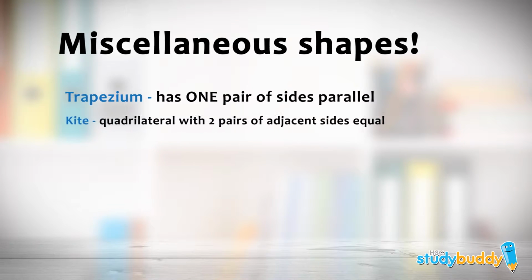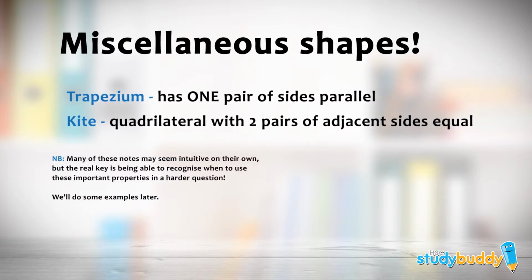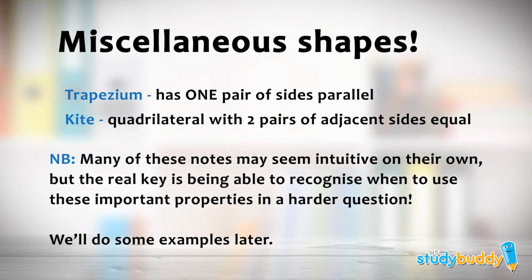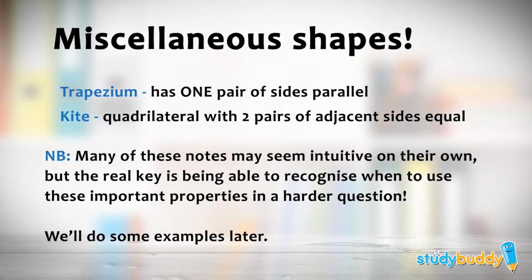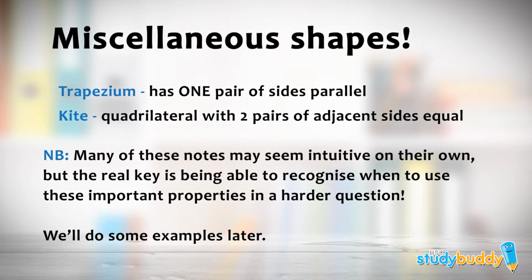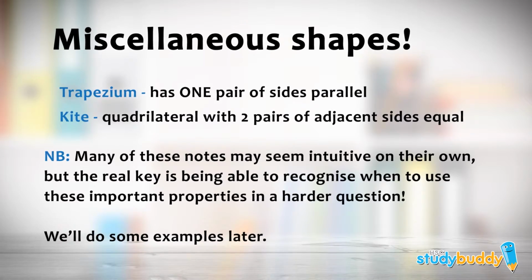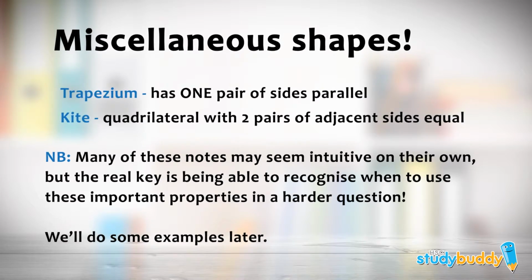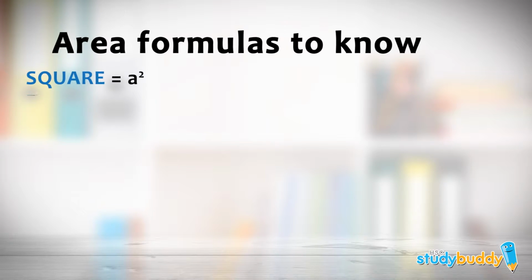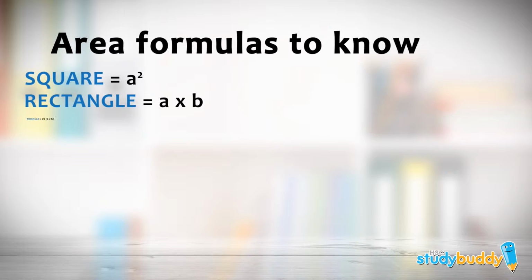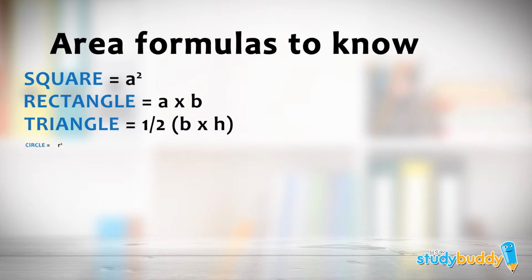Now again, many of these previous notes may have seemed quite obvious or basic compared to some of the topics you're doing now, but like I've said many times already, we really need to be quick on being able to recognize these things in a harder question. But we'll do an example at the end. So some quick area formulas that you should be familiar with, and again, many of these may not be provided when you need it most, so good to just keep them in mind.